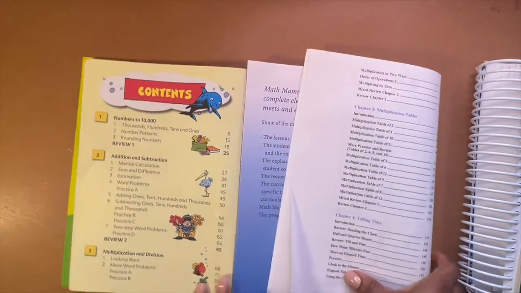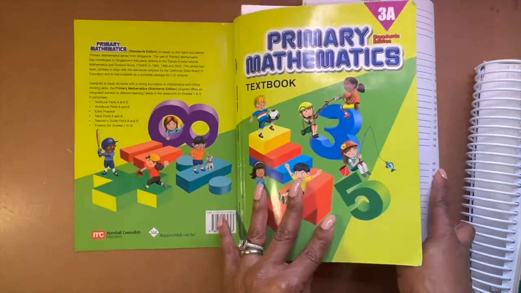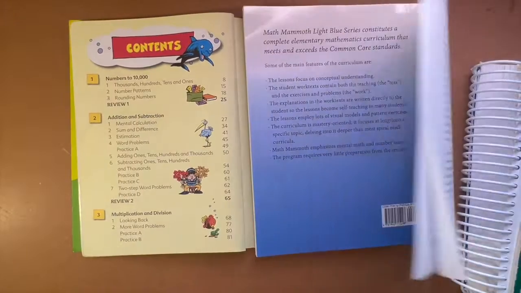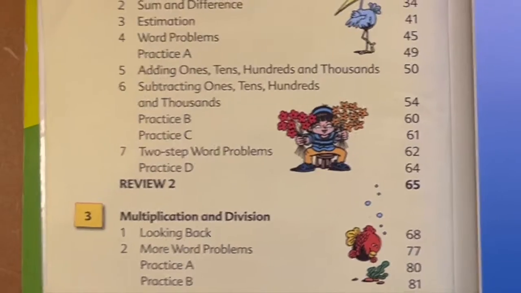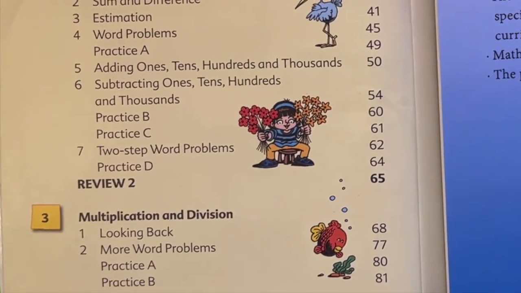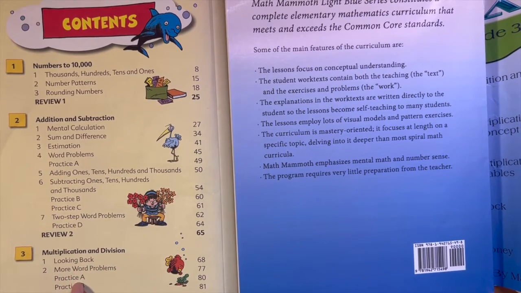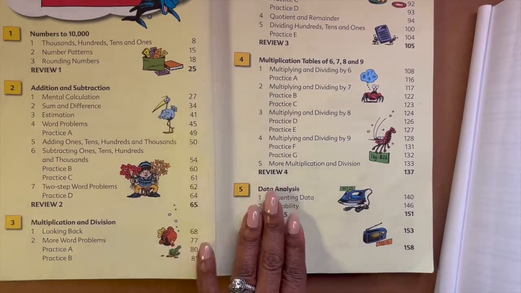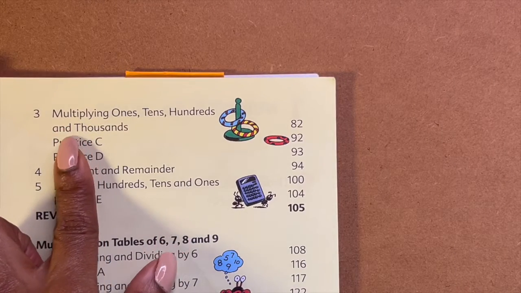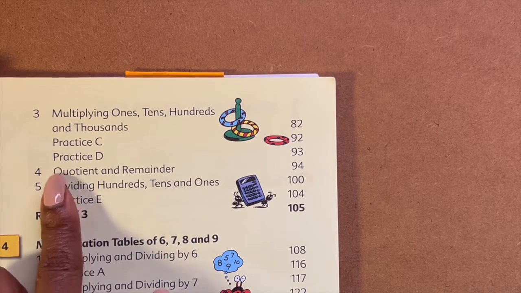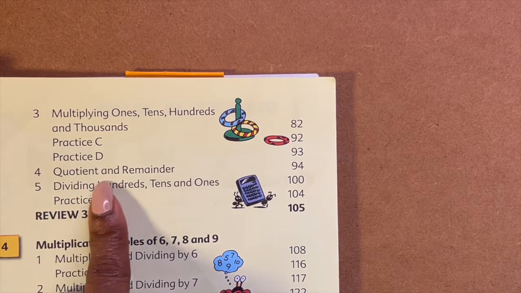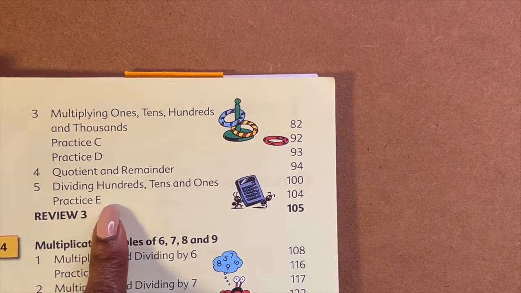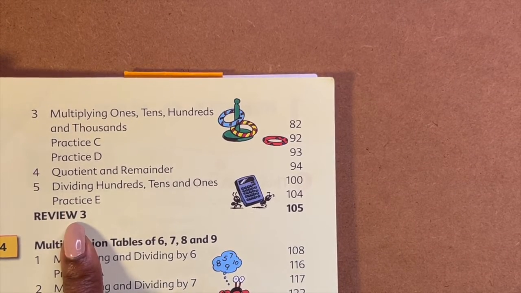So let's move on to chapter 3. So primary mathematics, and I'll just always show the cover of the book so you're not confused on what book we're on. Let me zoom in just a smidgen. Okay, so looking back, that means review, more word problems, practice A and B, which means that's probably going to be some of your spiral stuff. Now we've got multiplying ones, tens, hundreds, thousands, more practice C and D, which is a little of your spiral review. Quotient and remainder, that's your division. Now you're going into your division. And then you're dividing hundreds, tens, and ones, more practice, and then review of chapter 3.